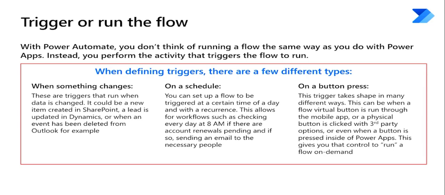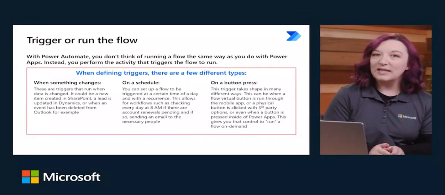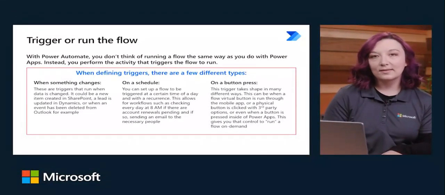And then lastly, we have flows triggered on a button press. This trigger takes shape in many different ways. This can be when a flow virtual button is run through the mobile app, or even if a physical button is clicked with a third-party option, or even when the button is pressed inside of the Power Apps portal in the web. This gives you that control to run a flow on demand. We're going to break these down into more detail in the next few slides.